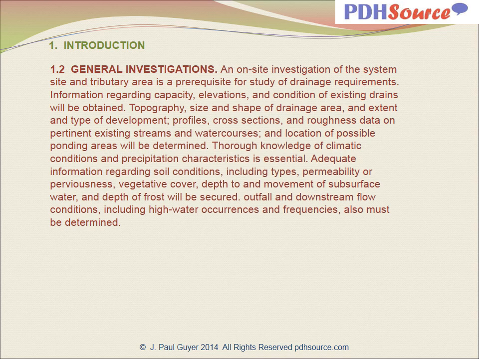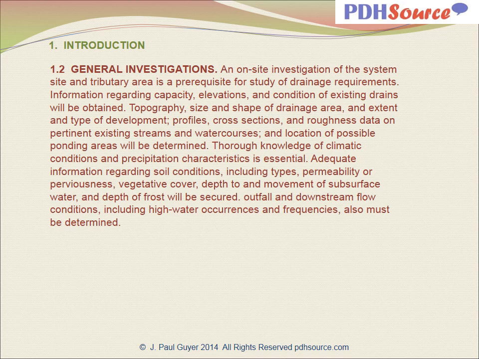Information that you will need is capacity, elevations and conditions of existing drains, the topography of the land that you are dealing with, the size and shape of the drainage area, extent and type of development, profiles, cross-sections, roughness data on pertinent existing streams and watercourses, and the location of possible ponding areas.